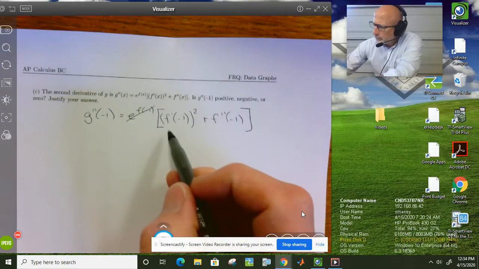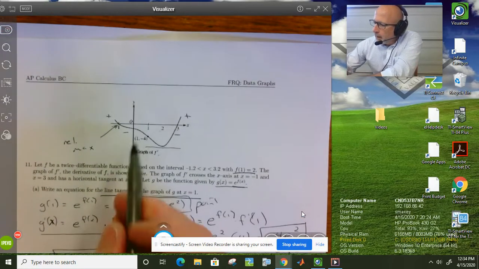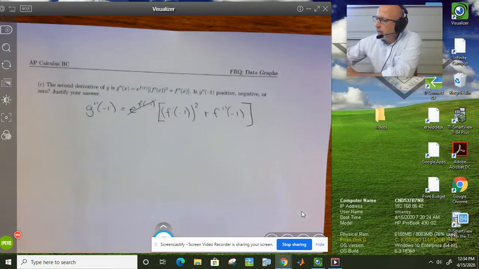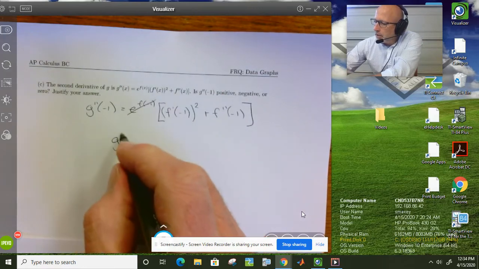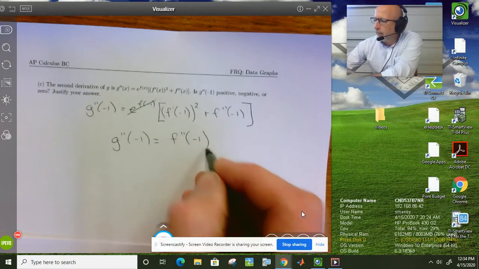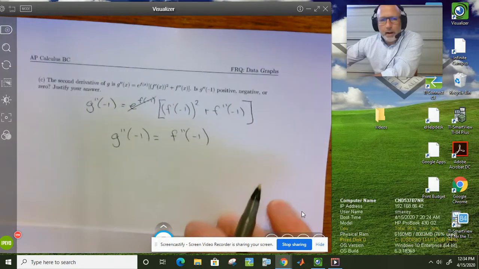Now, what is f prime of -1? If you go back to the graph, f prime of -1 turns out to be 0. So this is just 0. So it really just comes down to g double prime of -1 is equal to f double prime of -1. So is that going to be positive, negative, or 0? So what happens at -1?